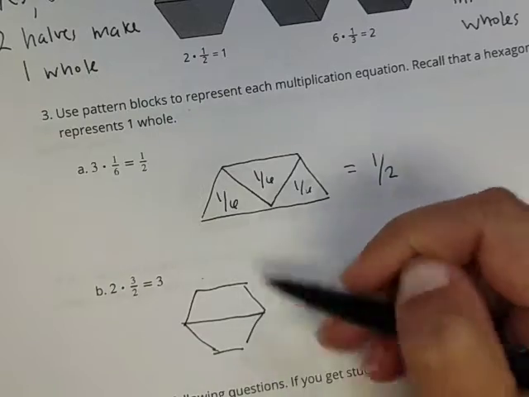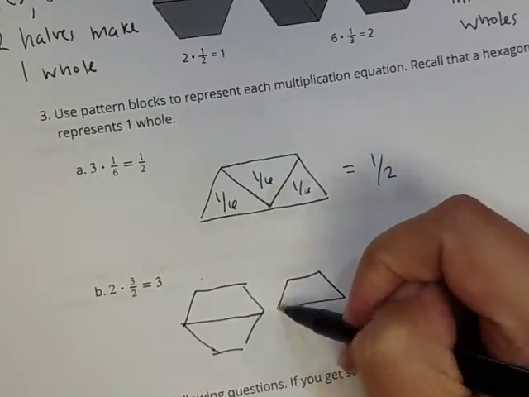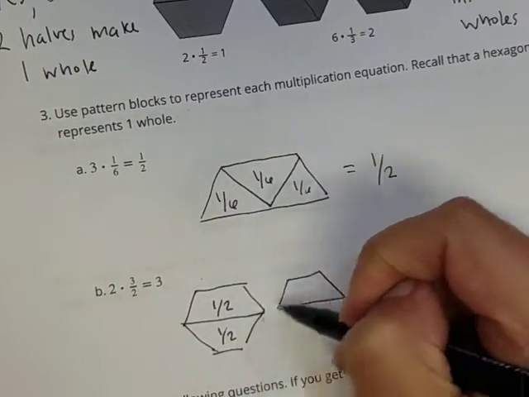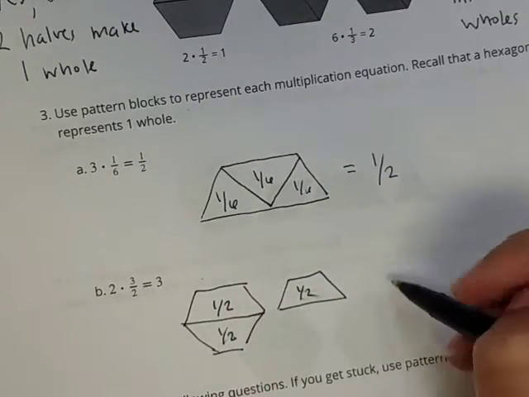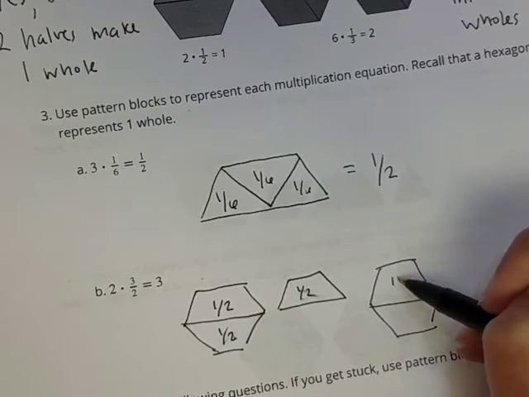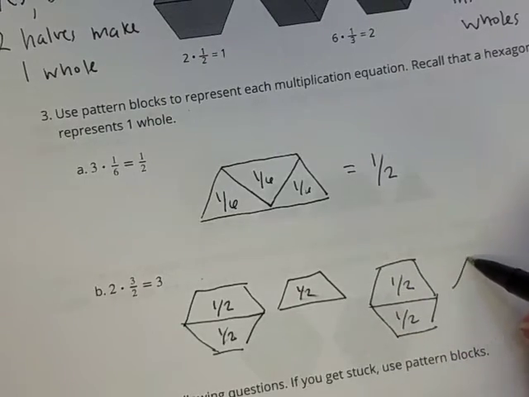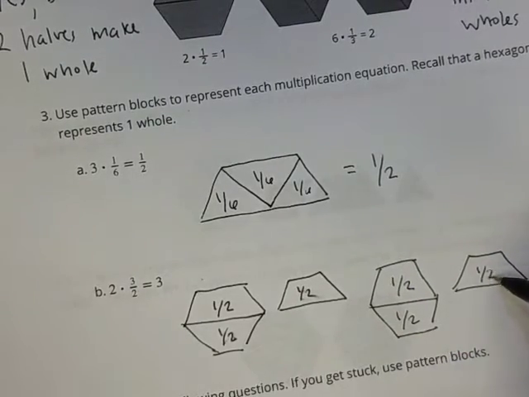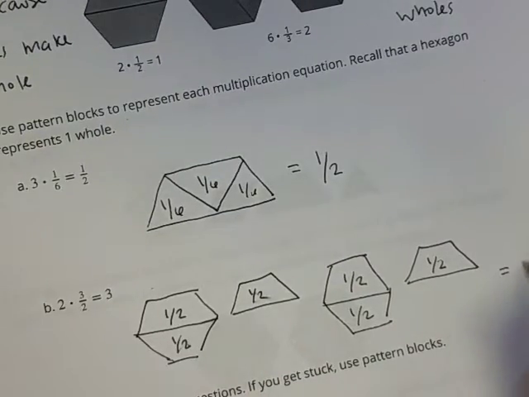So there's 1, 1/2. So there's my 3 halves. Then here's my 3 halves again. And all together that gives me 3.